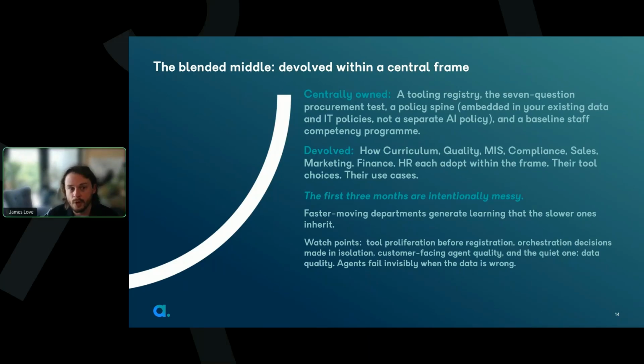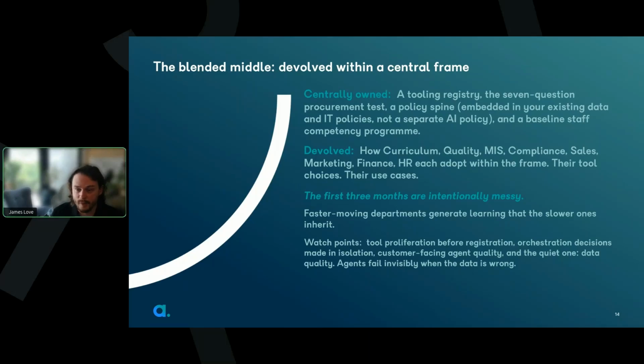So devolved, you've got how each department uses and chooses their tools. Curriculum, quality, compliance on one side, sales, finance, and HR on the other. Their tools, their use cases, their experiments, ultimately their pace.